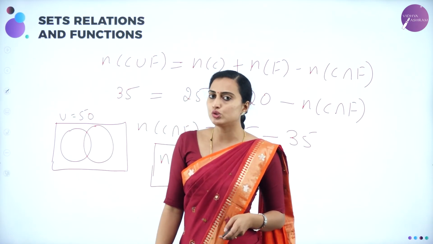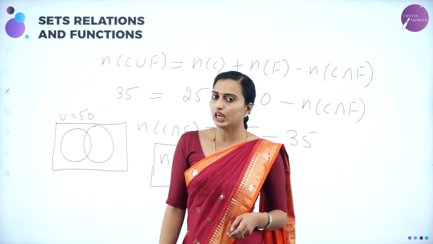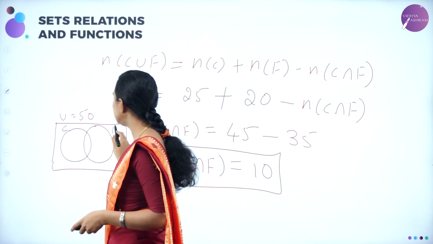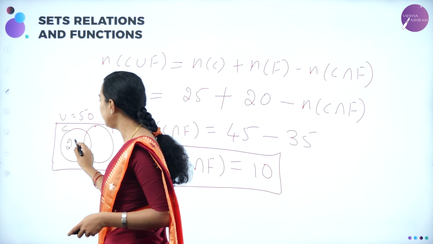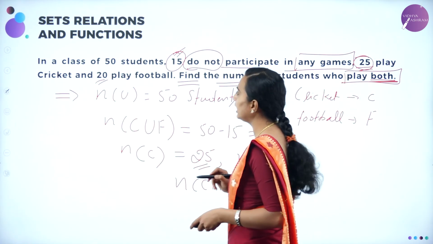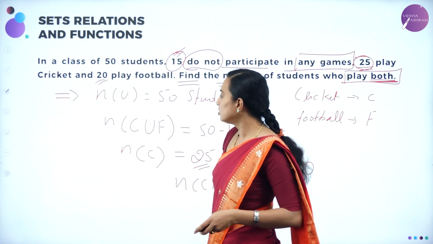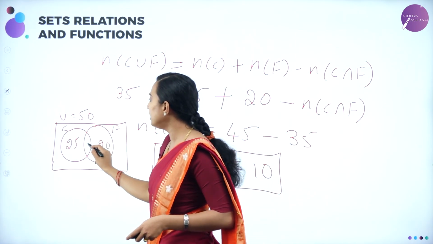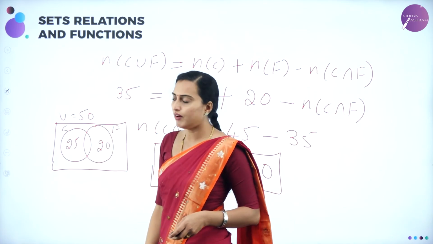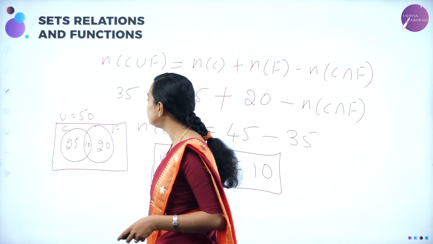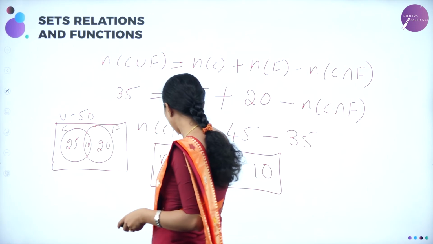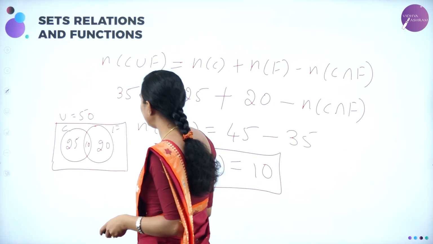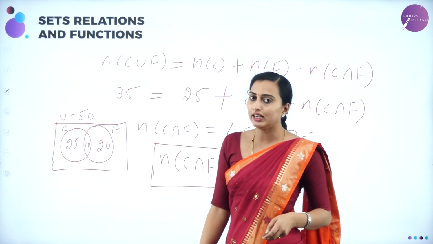So how many students play cricket? We have C and F. Here you have 25; yes, 25 will play cricket and 20 will play football. How many will play both? 10 will play here. The students who play both, isn't it? But we cannot write like this. If we write like this, it will be wrong.